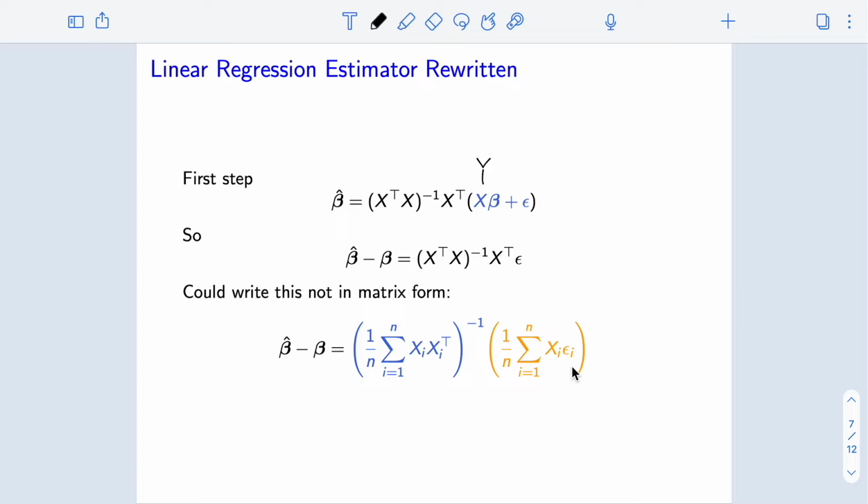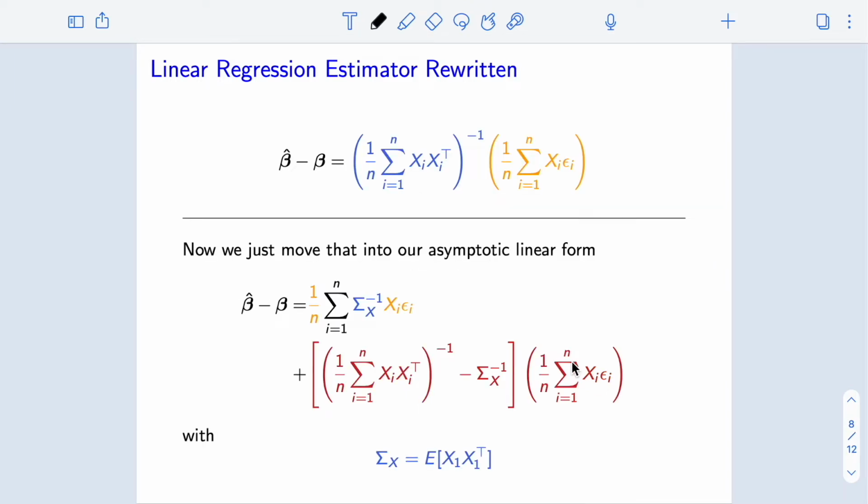Now, this looks quite nice, though these might be a little hard to work with as x_i transpose is a matrix, epsilon_i is a vector. Nonetheless, we do have an empirical average of IID terms here with a smooth transformation applied to it. The matrix inverse is a smooth transformation. And similarly, we have an empirical average of IID observations over here.